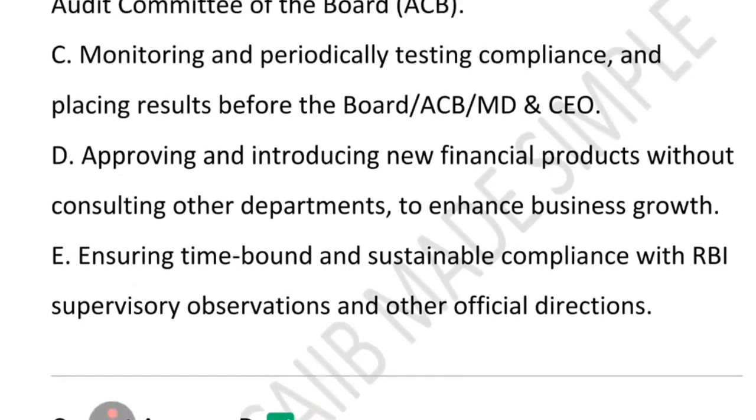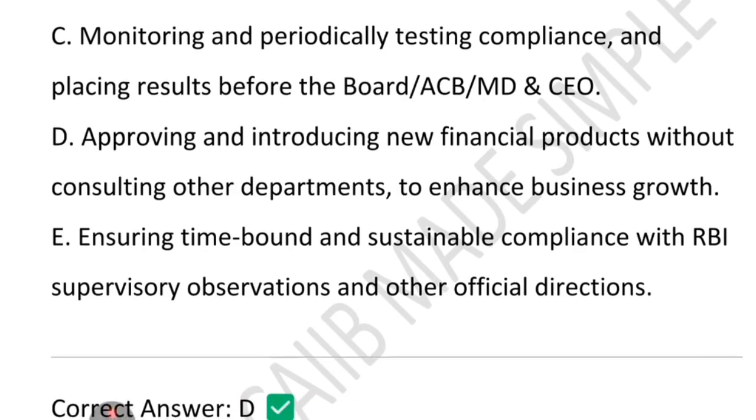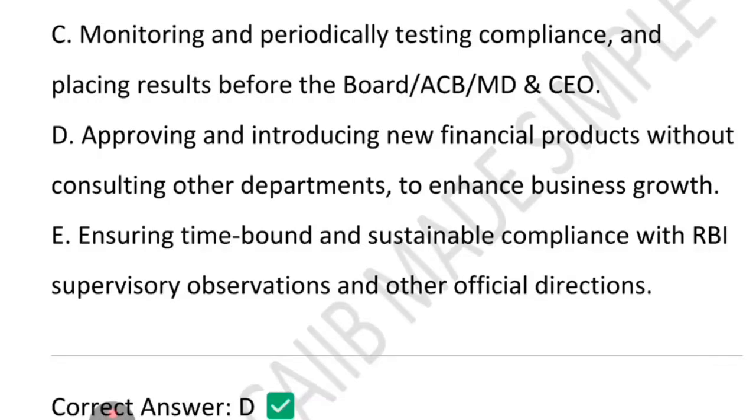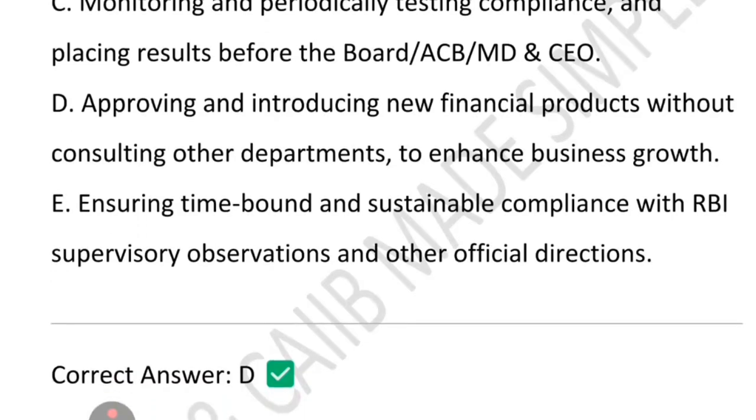What about option D? Approving and introducing new financial products without consulting other departments. So is this a real duty? No. Why is this wrong? Because the CCO does not launch products alone. That's the sales or risk team's job. Their role is oversight, not business decisions. You can imagine a referee in football. Their job is to enforce the rules, not to score the goal. What about option E? Ensuring time-bound and sustainable compliance. Is this a real duty? Yes. What does this mean? If RBI says fix this, the CCO makes sure that it gets done properly and on time, like a project manager ensuring deadlines are met.